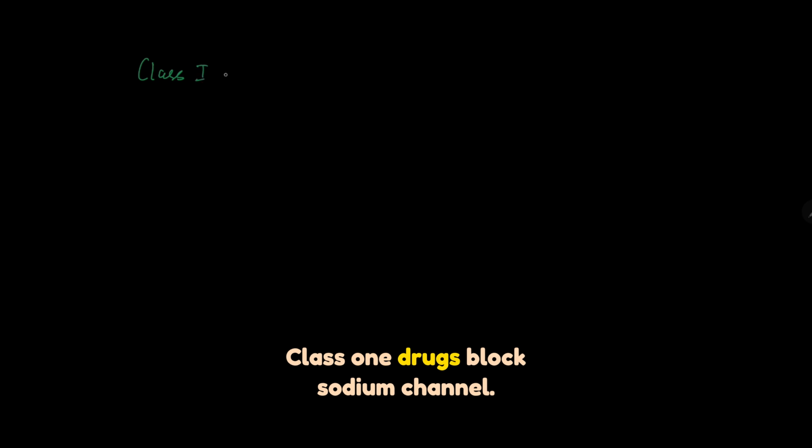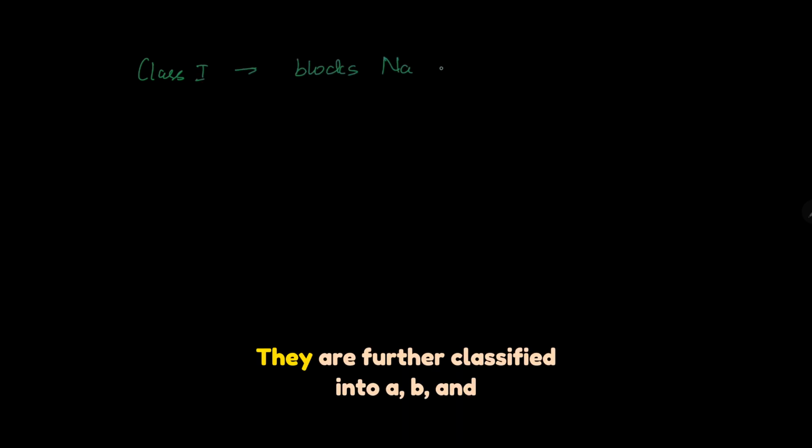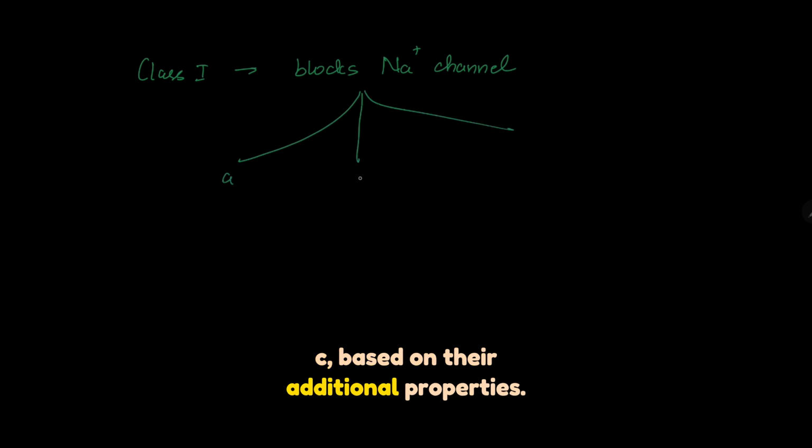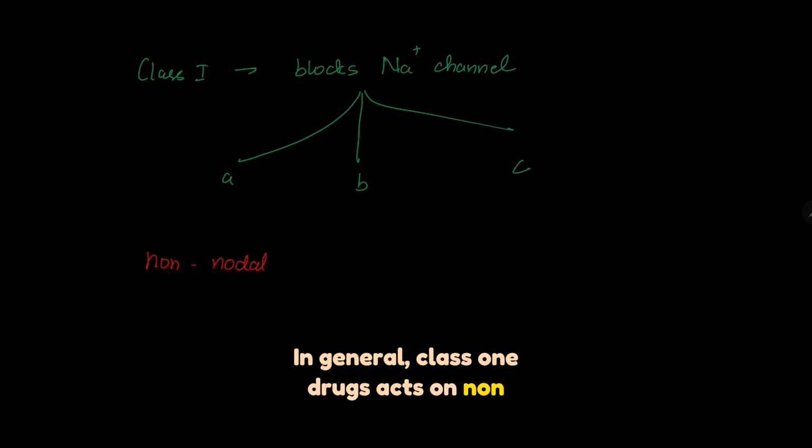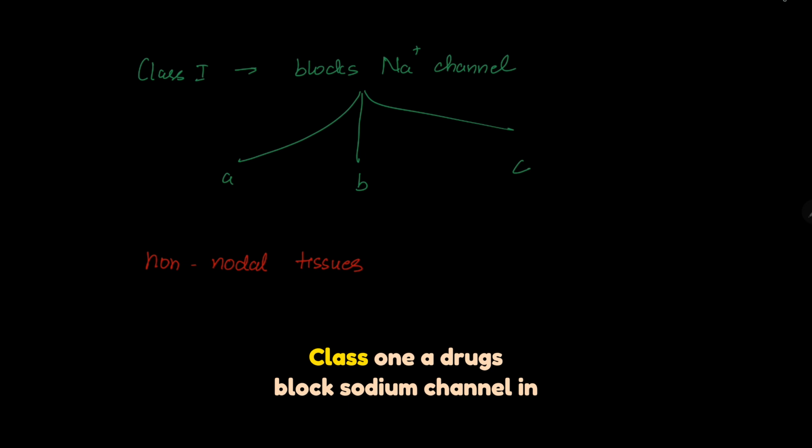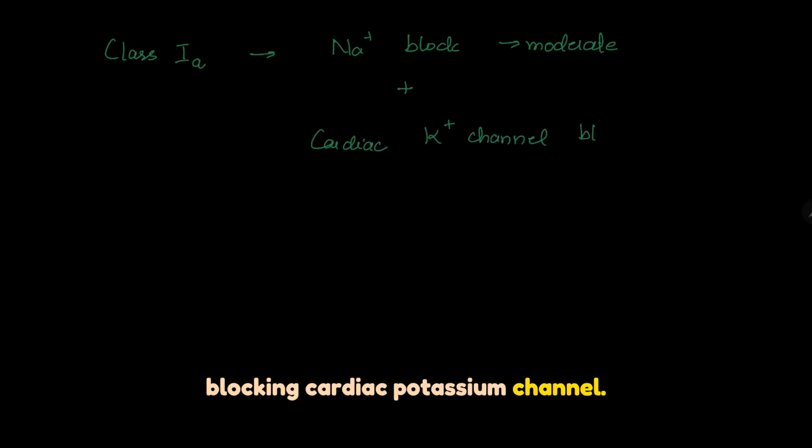Class 1 drugs block sodium channel. They are further classified into A, B and C, based on their additional properties. In general, Class 1 drugs act on non-nodal tissues. Class 1A drugs block sodium channel in moderate degree and also have additional action by blocking cardiac potassium channel.